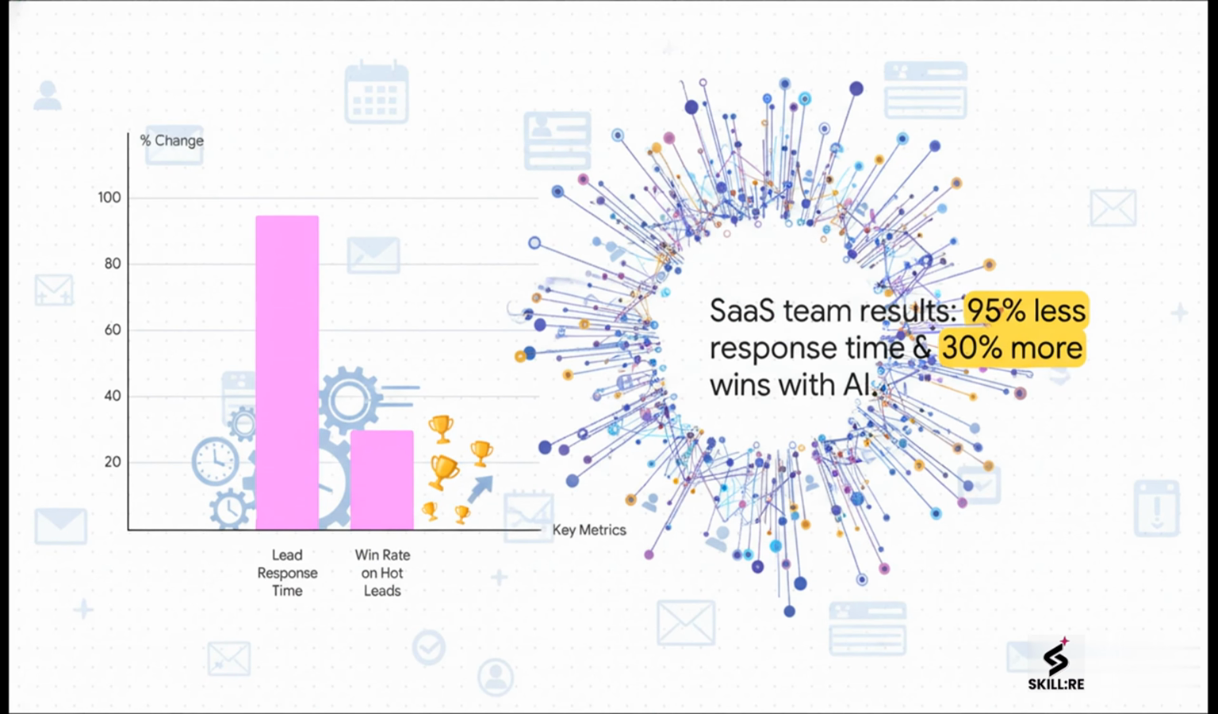And listen, this is not a theory. These are real numbers from a real sales team that did this exact thing. Their lead response time went from 2 days down to 2 hours, a 95% reduction. And their win rate on those hot leads went up by 30%. I mean, come on, those are absolutely game-changing results.